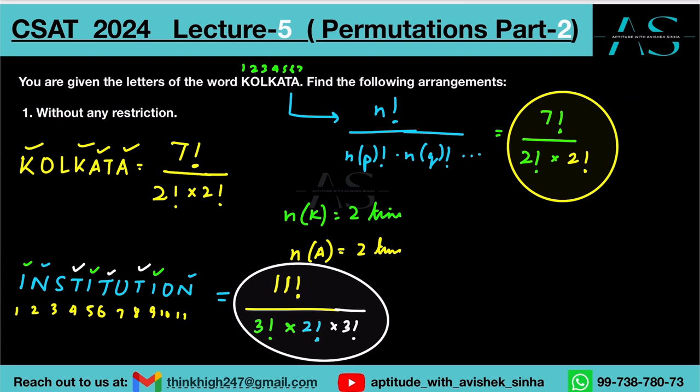Now, if not, please solve for this, HIGH. Tell me the correct answer for HIGH. How many elements? 1, 2, 3, 4, 4 factorial. Is there any element that is being repeated? Yes. 2 factorial. So this is 12. 12 arrangements.